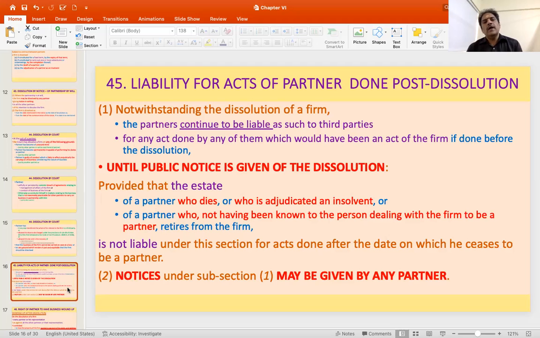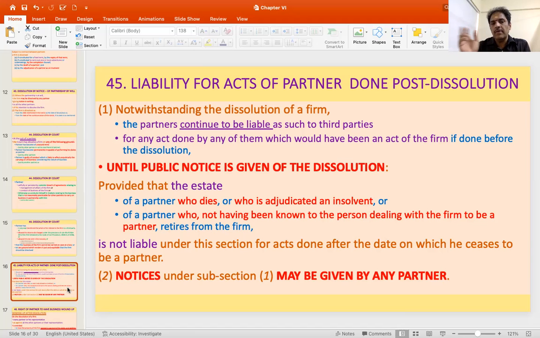Then liability for the acts of partners done post dissolution. Notwithstanding the dissolution of a firm, the partners continue to be liable to third parties for any act done by any of them which would have been an act of the firm if done before the dissolution. This is the general rule that is applicable as far as mutual agency and liability to third parties are concerned. That is, you are liable from the moment you join the partnership till the time the world gets to know that you are no more a partner, or that the partnership is not in existence anymore.